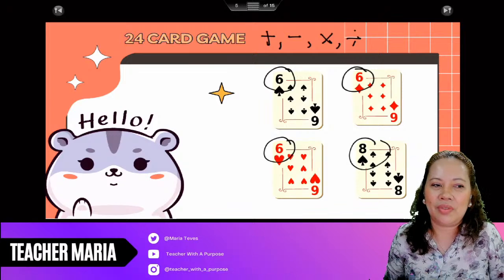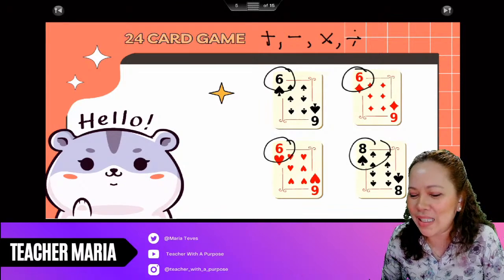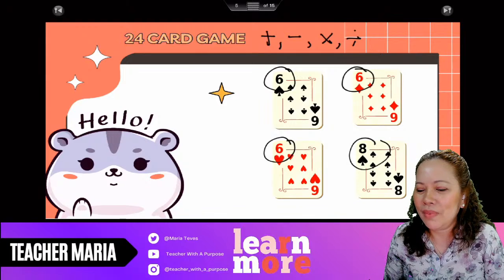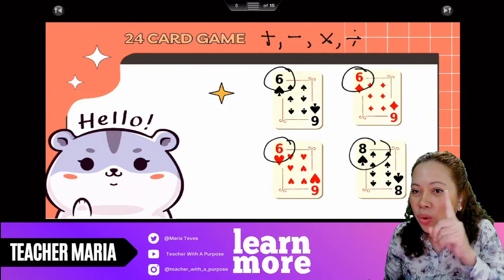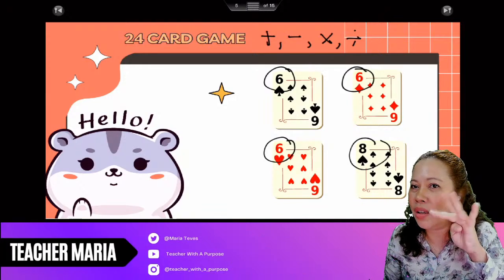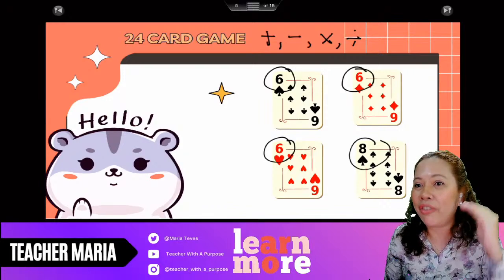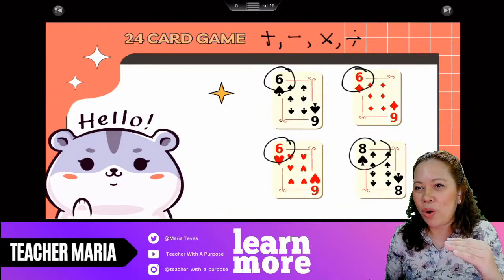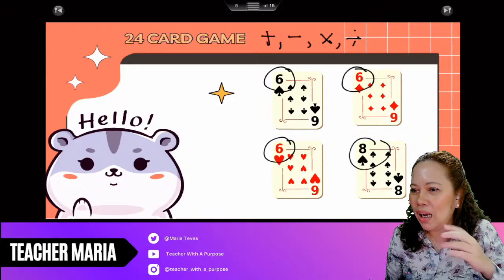Yes, this is the one. So, you have 6, 6, 6, 8. You can only use the card once. But you can choose whatever operation you want, as long as your final answer is 24. Kahit anong gawin mo. Divide, multiply, divide.